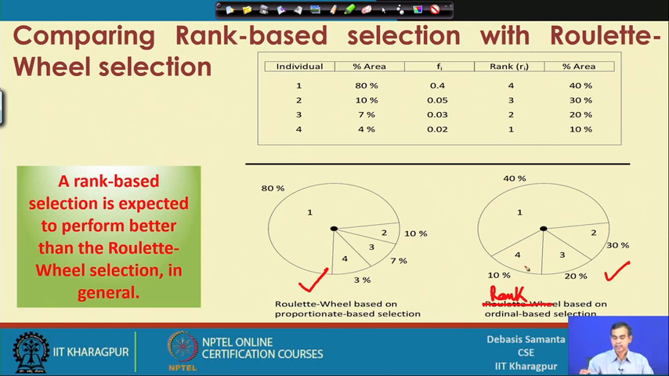So we can say that for the Roulette wheel, the fitness value having 80% is the most probable to be selected, whereas the probability is reduced here as the area is reduced. This is why, in general, we can say that rank based selection is expected to perform better compared to Roulette wheel based selection. In general, that is the result that can be obtained, and it is proved that usually rank based selection is a better selection strategy than Roulette wheel selection.